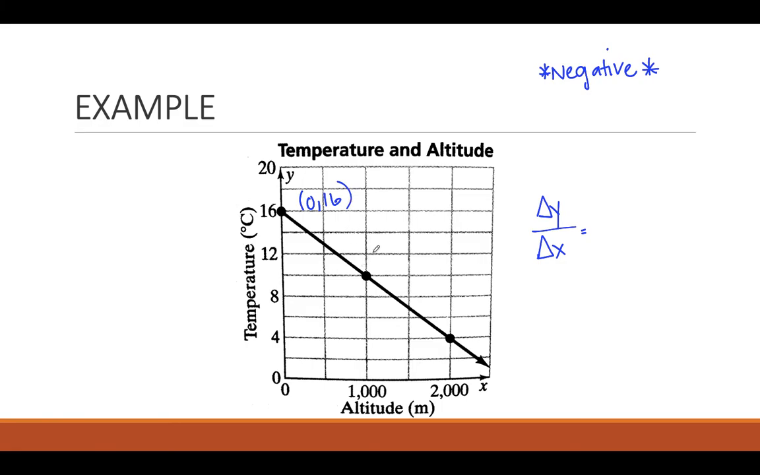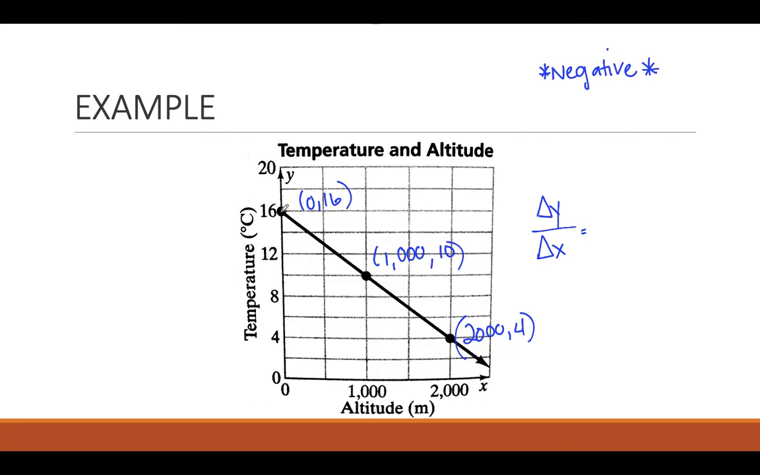So the first one is 0, 16. This one is 1,000, 10. And this last one is 2,000, 4. So it actually does not matter which 2 of the 3 points you use. You can use the first and the second. You can use the second and the third. You can use the first and the third.